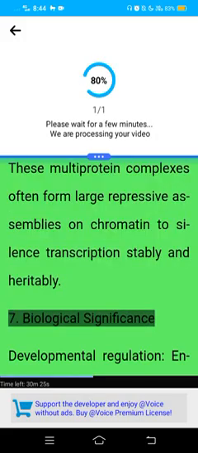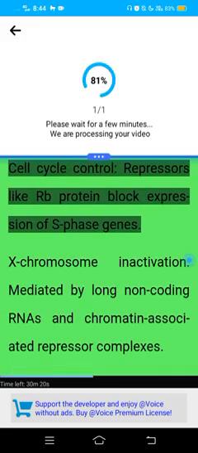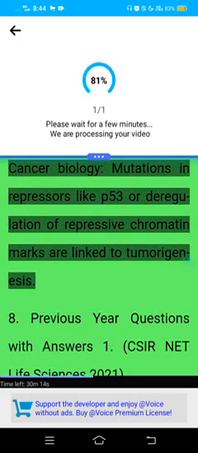7. Biological significance. Developmental regulation ensures genes are turned off in inappropriate tissues, e.g., REST represses neuronal genes in non-neuronal tissues. Cell cycle control: repressors like RB protein block expression of S-phase genes. X chromosome inactivation is mediated by long non-coding RNAs and chromatin-associated repressor complexes. Cancer biology: mutations in repressors like p53 or deregulation of repressive chromatin marks are linked to tumorigenesis.